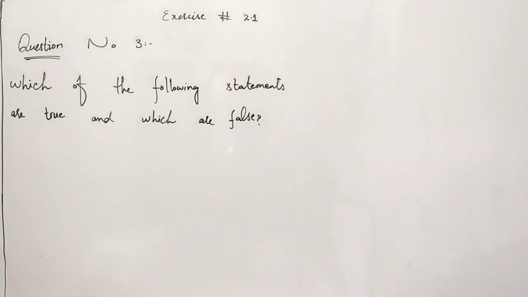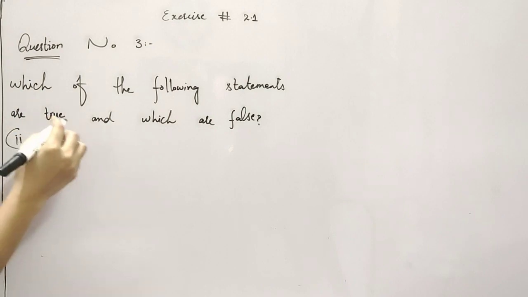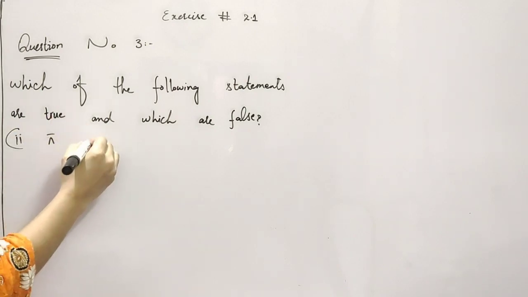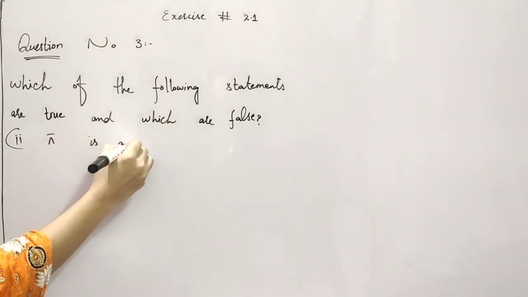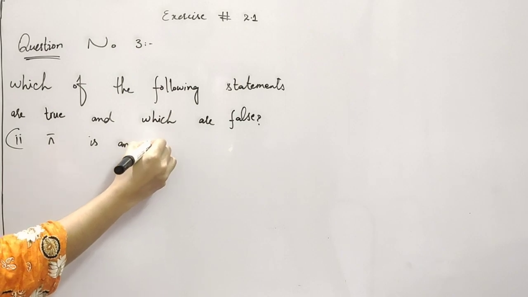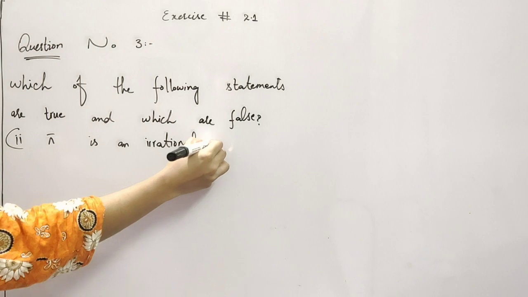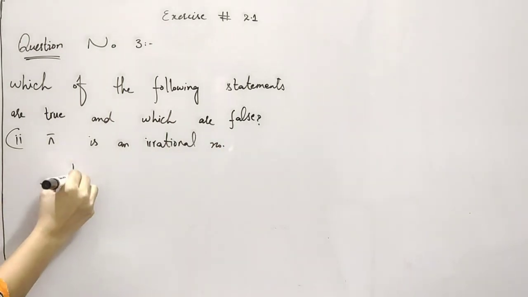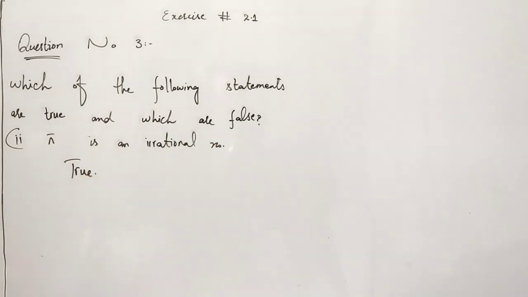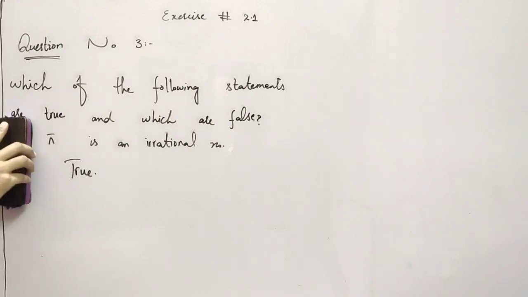And the second part is pi is an irrational number. This is true because we know that pi is an irrational number. E is also an irrational number, so the second part is true.